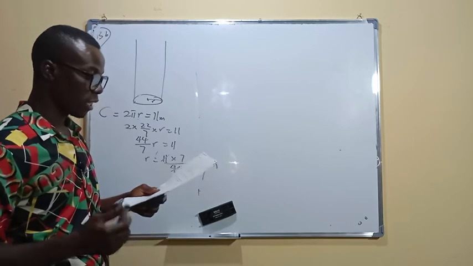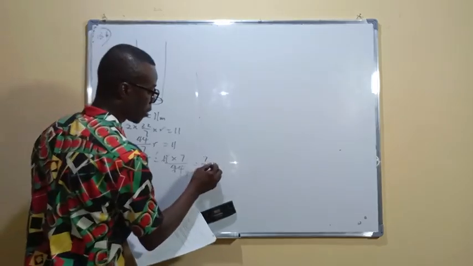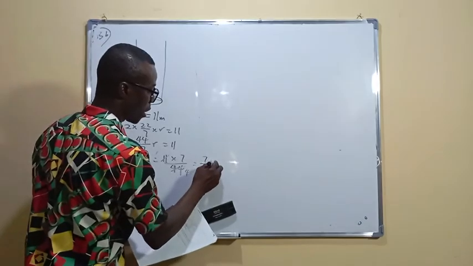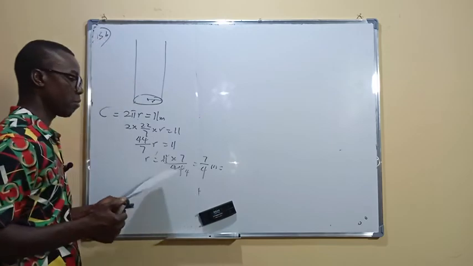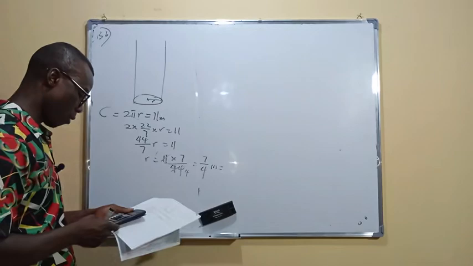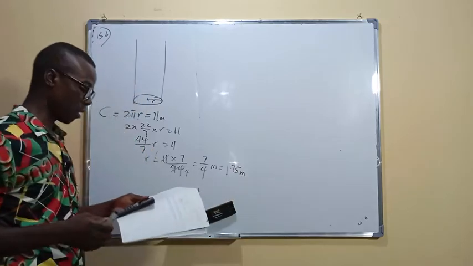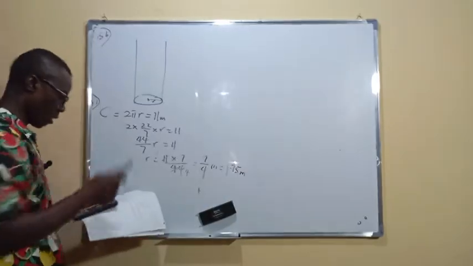Okay, I was told to calculate the radius first. So if I'm told to calculate the radius, I guess I won't have to leave it this way. I'm going to say this is 7 divided by 4, and that should give 1.75 meters. So I think that's the first part of the question that we've solved.